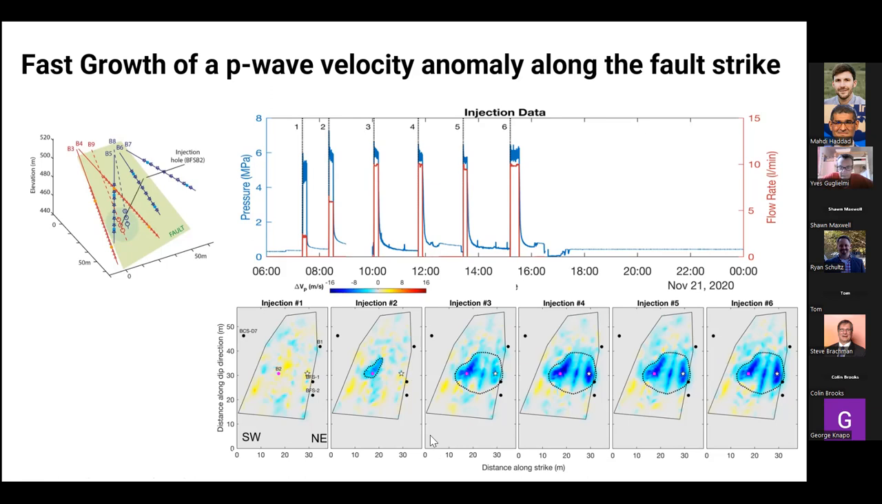Don't pay too much attention to the stripes that you are seeing on these images, which are mainly related to the geometry of the active seismic monitoring system. You recognize these 3 stripes here of dark blue corresponding to the location of the 3 source boreholes, you see. But basically, if you take the envelope of the P wave anomaly, you see that it's migrating along the strike of the fault towards the right.